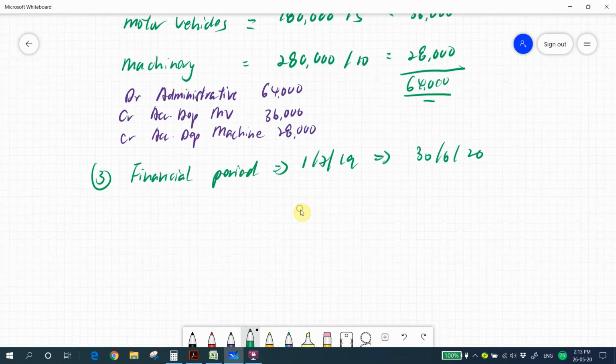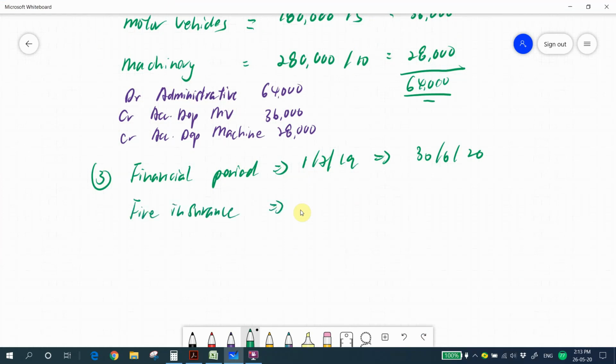And this fire insurance covers the period from 1st of January 20 to 31st December 20. And the cost of this fire insurance is 24,000. So from here we can understand that the company paid the expenses which is beyond the financial period, right? Because the financial period is up to June, but our payment is covered up to December. So we have a prepayment.